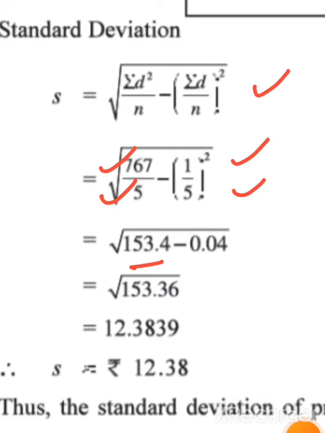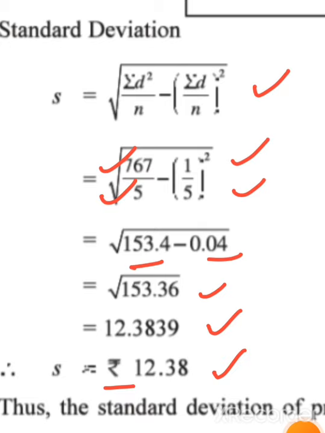You square it, you will get 0.04. As you deduct it, it will give you 153.36. As you do the root of it, it gives you 12.3839, and as you write it up to 2 decimal places, it is 12.38, and obviously it should be in rupees as it is the absolute value. So this is how we calculated our standard deviation.